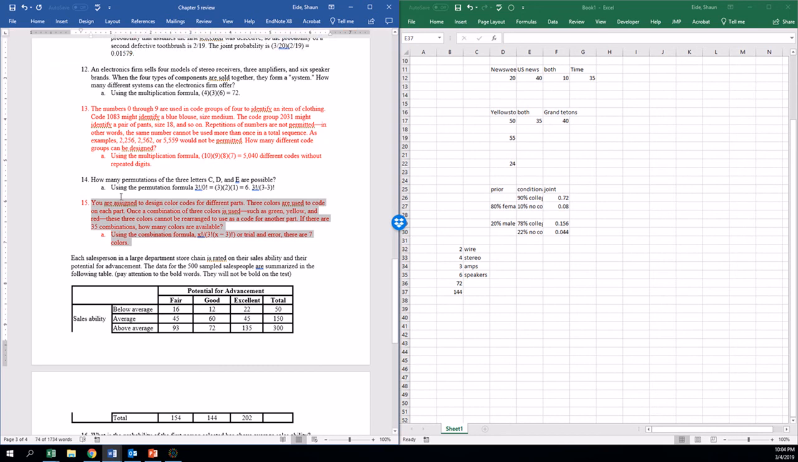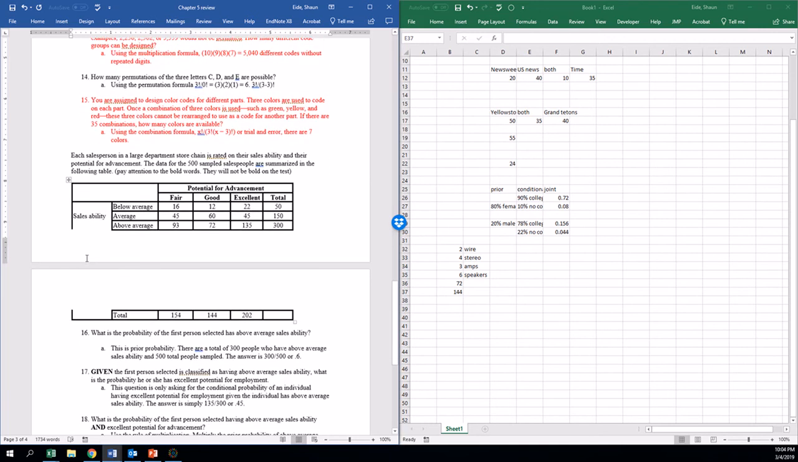Basically what this is saying is you've got 3 possible things to choose from, and they said that there's 35 combinations. How many colors are available? And they're just telling you to use trial and error, which is just annoying. So I apologize for even having that on there.